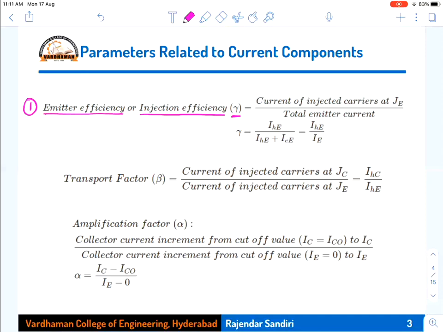So the current of injected carriers at junction JE, they are injected from the emitter towards the base at the junction JE, divided by the total emitter current. What it is injecting actually is holes in case of p-type semiconductor material. In case of n-type emitter material, it is electrons. There are two types of transistors: NPN transistor and PNP transistor. I'm talking about the PNP transistor here. You can even simply rewrite the same equations for the NPN transistor also.